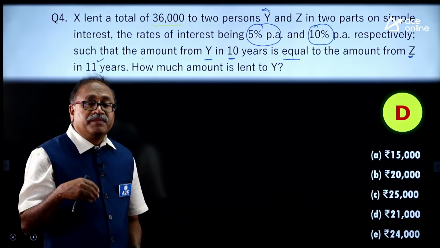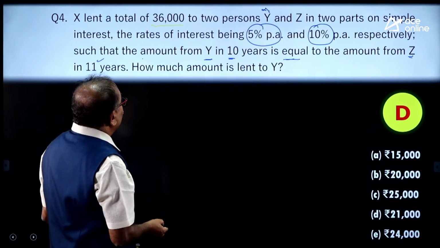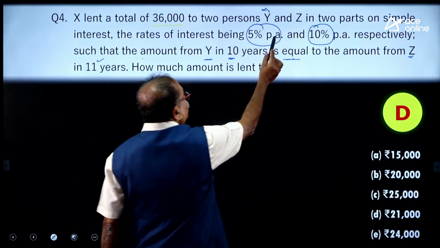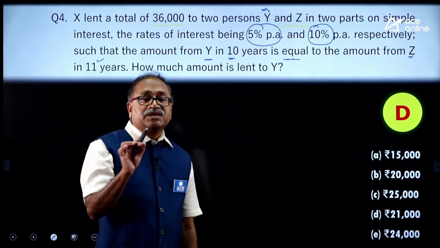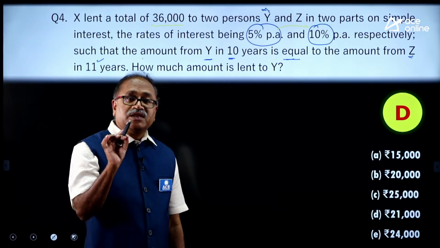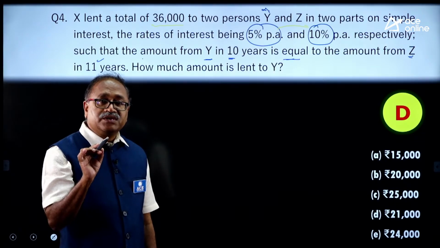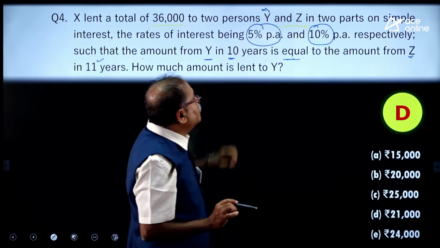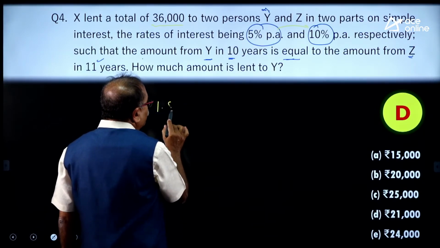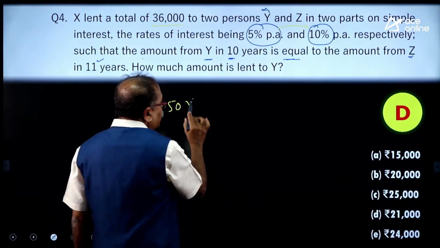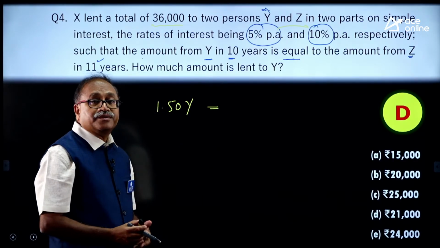Let us see what is the best possible approach. I know that 5% per annum for 10 years, so that is 50%. 50% is the interest and the principal is 100%. So, 100 plus 50, 150%. So, 150% of Y, the amounts are equal. Therefore, 1.50 of Y is equal to the amount of Z.